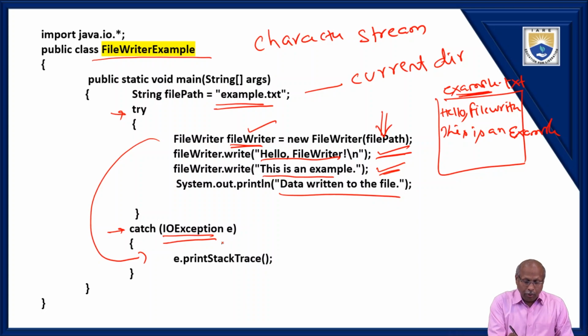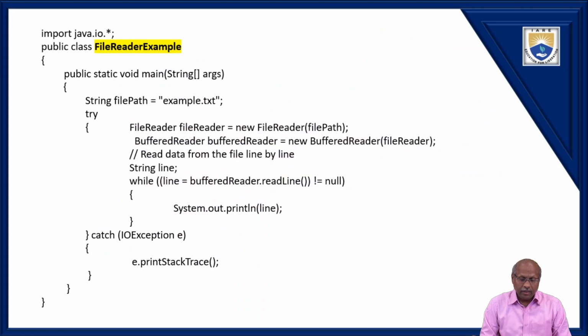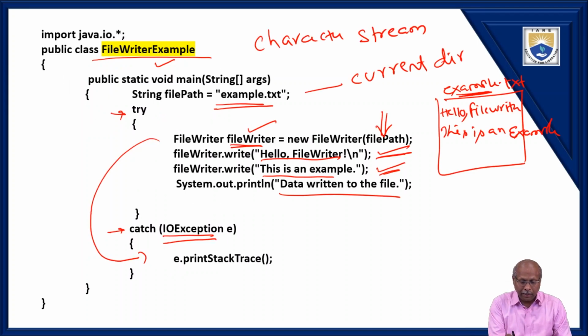Similarly, whatever data you are writing to this file, I want to read it. So I wrote a small program called FileReaderExample. This FileReaderExample will try to read from the file. Now my example.txt, which I mentioned in the previous example, this is my file. In this file, what did I write? Hello FileWriter. This is an example. These two lines are there in my file. Now, these two lines I want to read through my program.